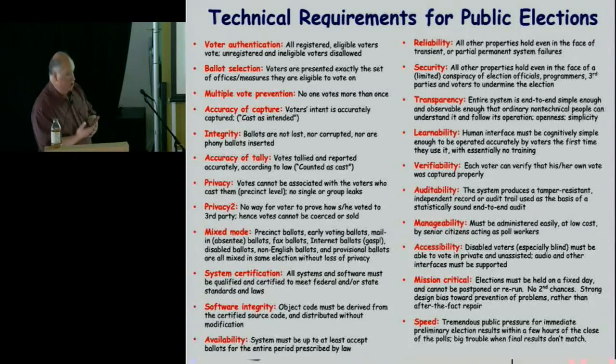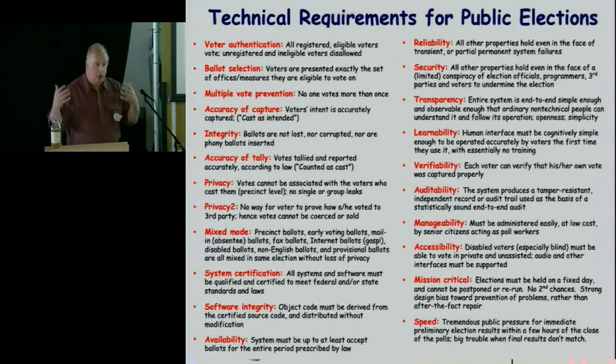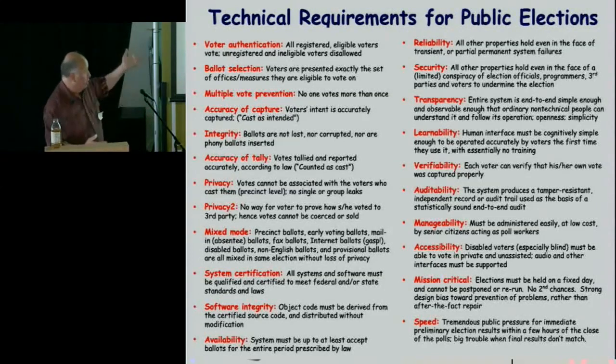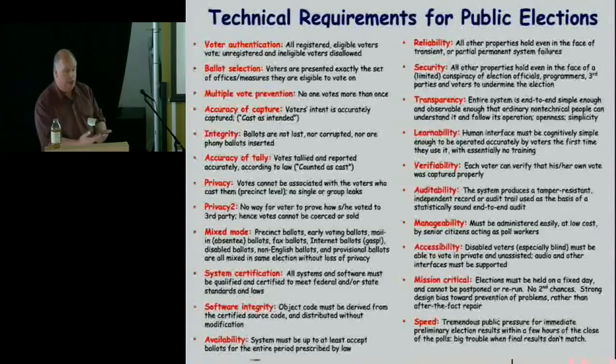Auditability. The system should produce a tamper-resistant, independent record or audit trail that can be the basis of an audit of the software in the system. In other words, that all these other properties have happened. The problem is, of course, you really can't verify that the software does its job. And when something as important as the outcome of an election is at stake, you need another way of being sure that the system worked, besides trusting software.